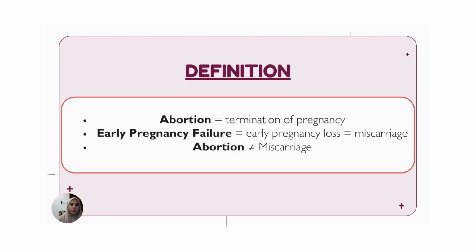Now let us move to the definition of abortion. Abortion can be defined as termination of pregnancy or early pregnancy failure, which is early pregnancy loss, which will lead to miscarriage, and abortion is a miscarriage.